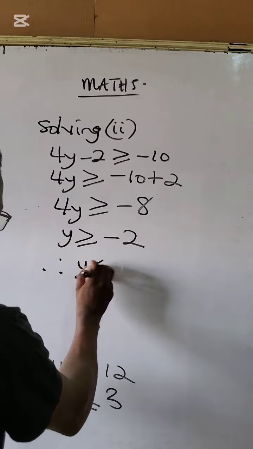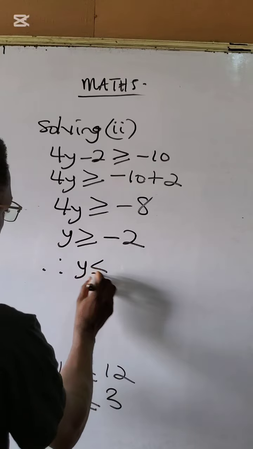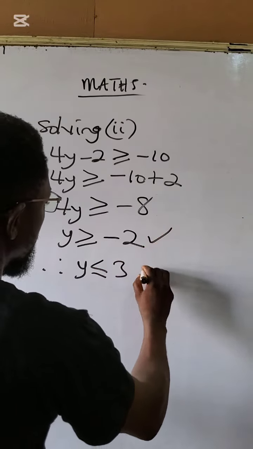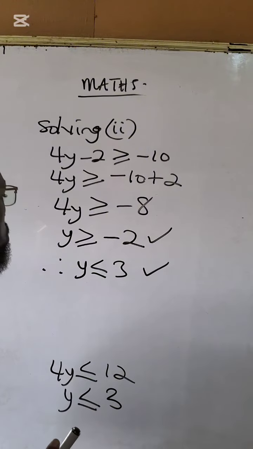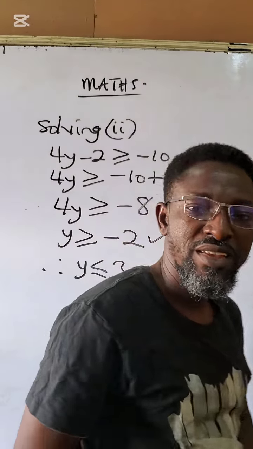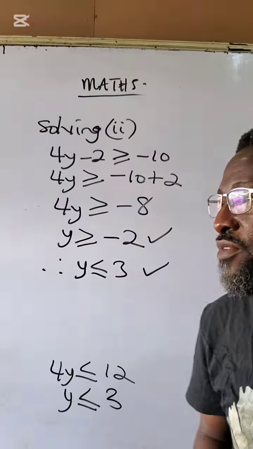So the two values of y that we have: y is less than or equal to 3, or y is greater than or equal to minus 2. It's not something that is actually difficult.